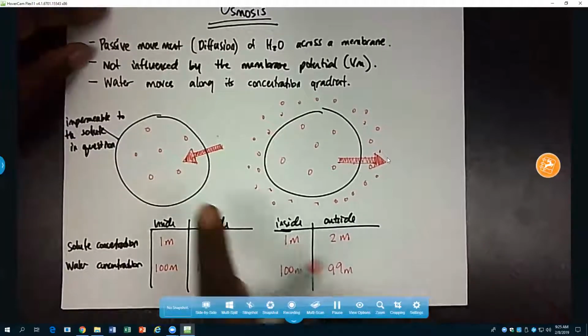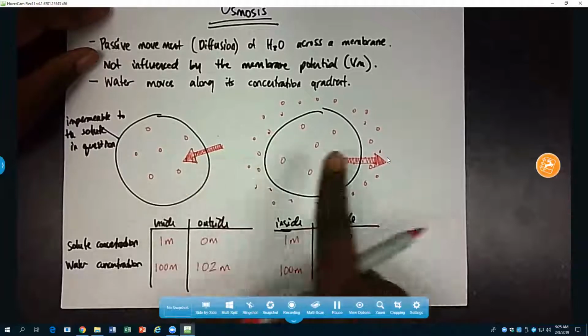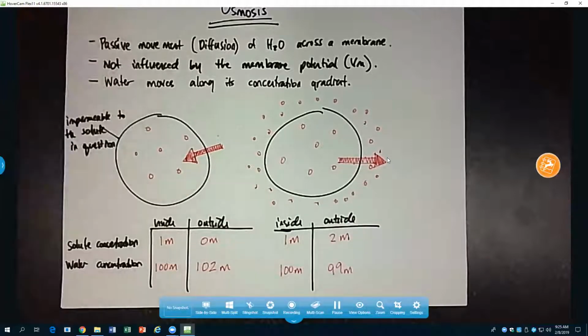Correct. So the one on the left would be hypotonic, and the one on the right would be hypertonic, indicating the solute concentration there. Alrighty.